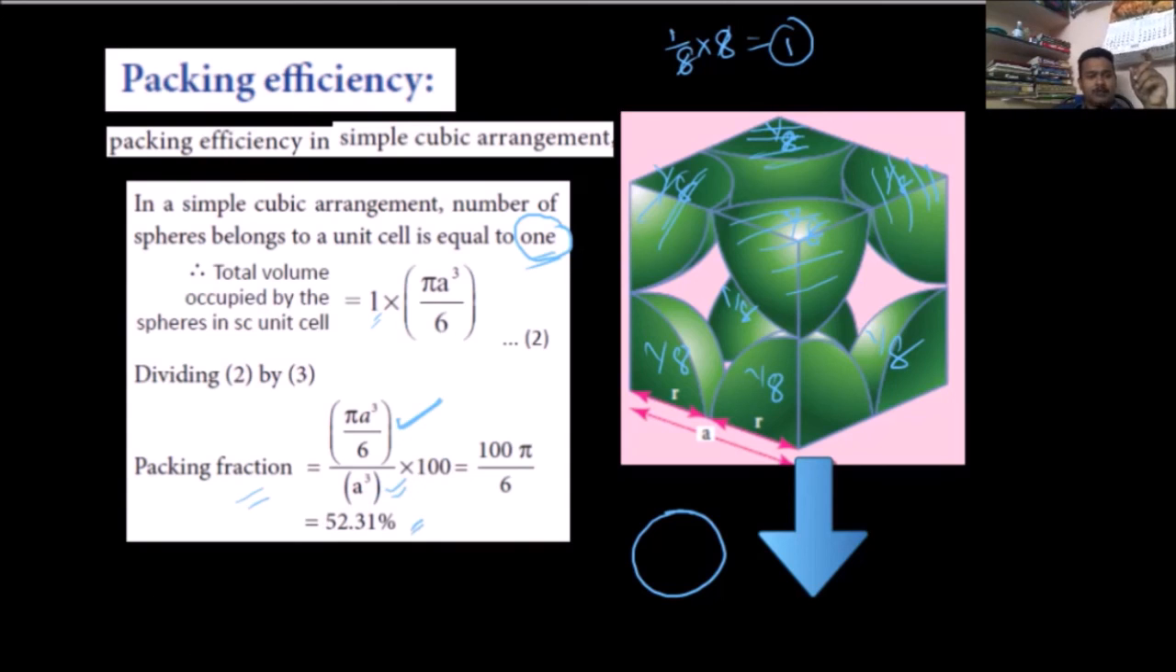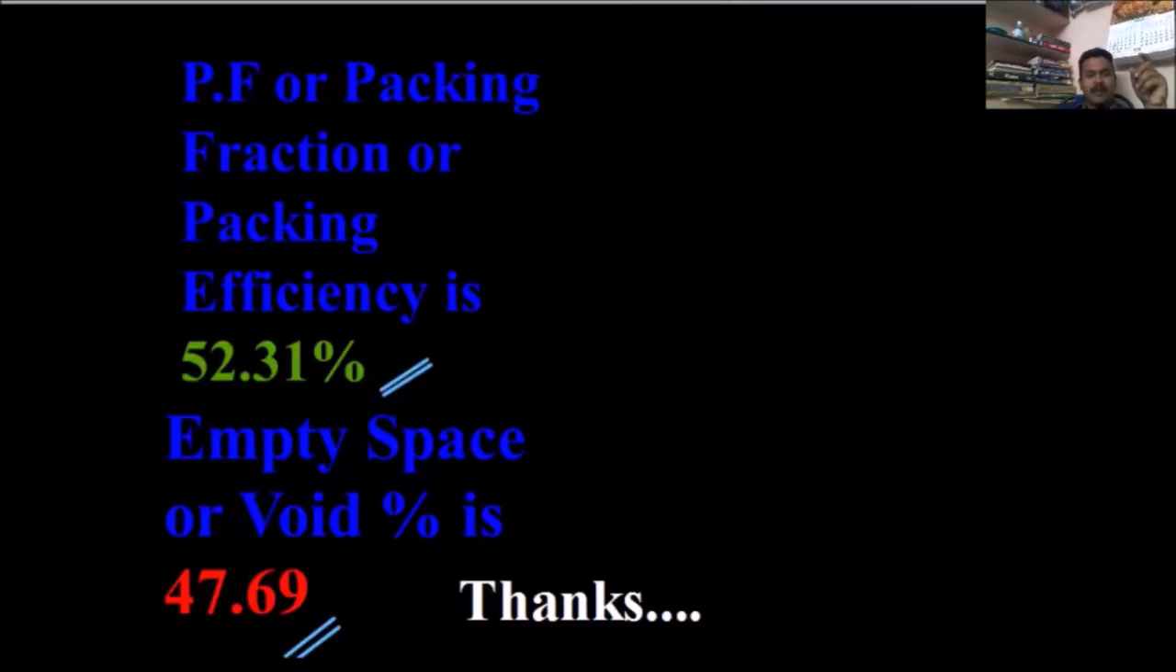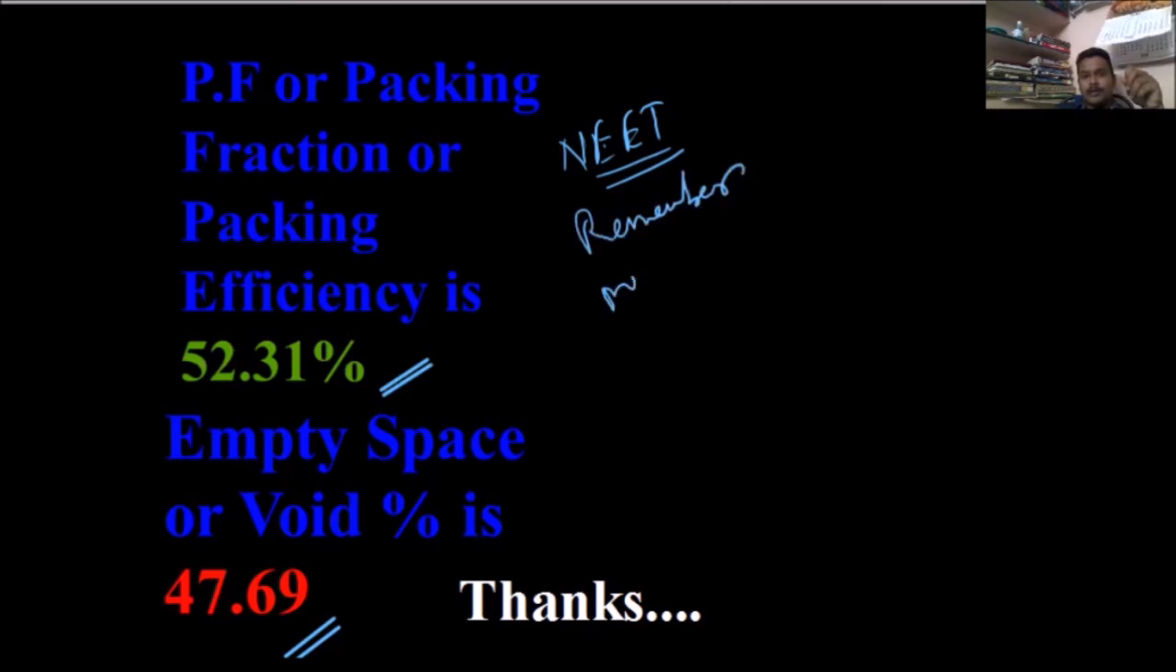And now finally, you have to remember this value. It comes in other competitive examinations like NEET and all. A direct question can come. The packing fraction or packing efficiency is 52.31. This is a direct one. You have to remember this, everybody. Memorize. Don't forget. This is important.